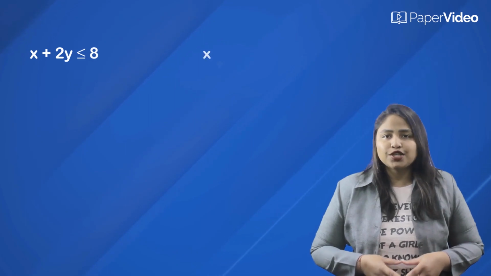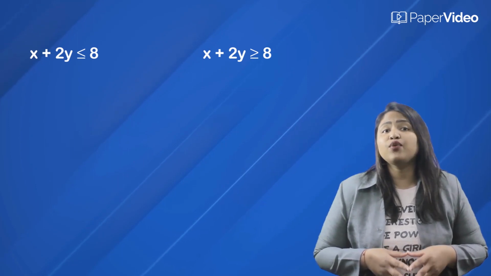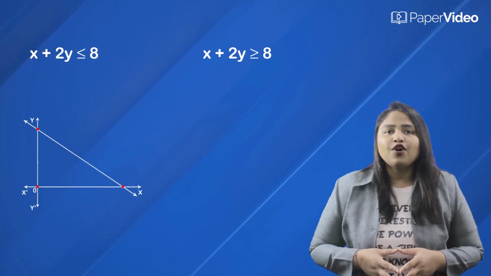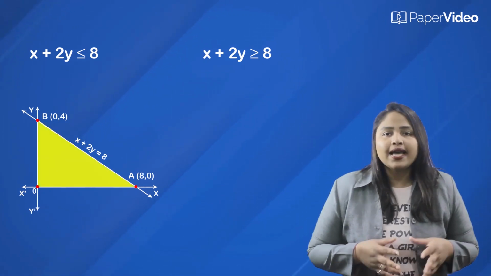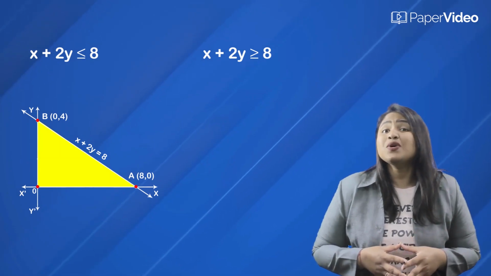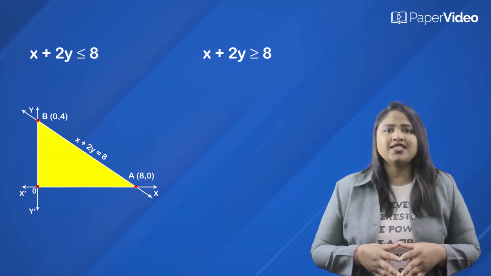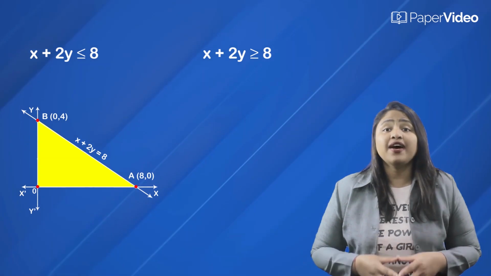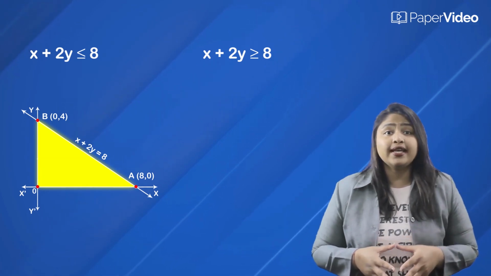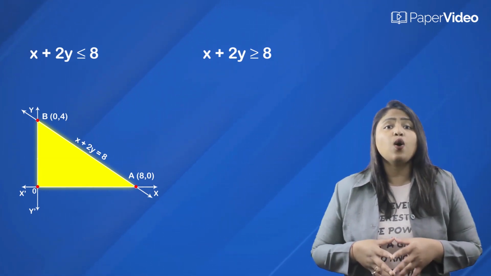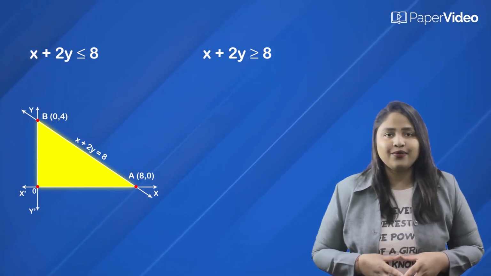Now consider the inequations x plus 2y less than or equal to 8 and x plus 2y greater than or equal to 8. The graph of the equation x plus 2y equals 8 looks like this. The graph given by x plus 2y less than 8 lies towards the side of the line x plus 2y equals 8 in which the origin is situated, because any point in this region will satisfy the inequality. Therefore, the shaded region in this graph represents x greater than or equal to 0, y greater than or equal to 0 and x plus 2y less than or equal to 8 simultaneously.